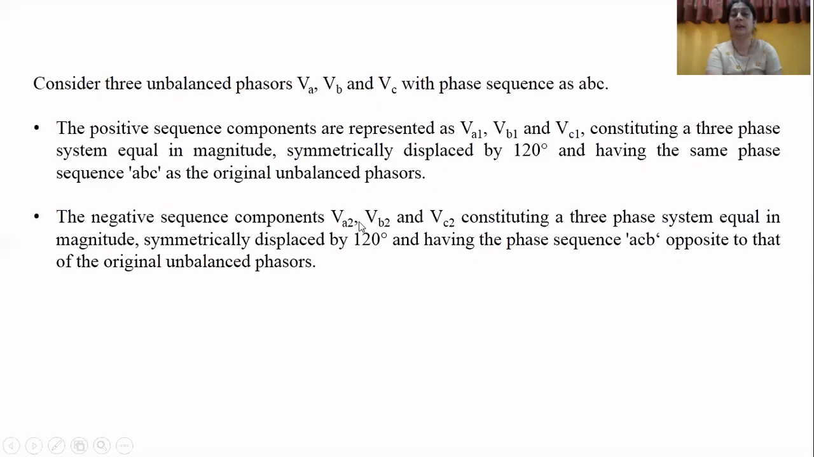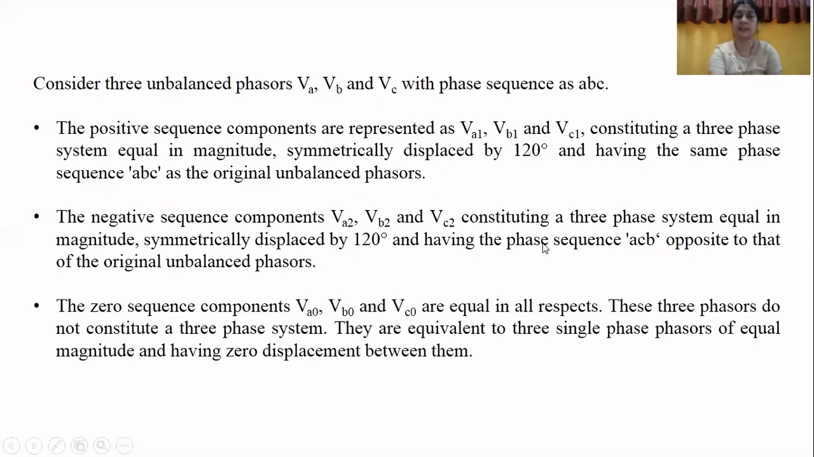That is, they have the phase sequence ABC. Second, 2 represents negative sequence components. So VA2, VB2, and VC2 represent the negative sequence components. They are all equal in magnitude. They are also symmetrically displaced by 120 degrees and they have a phase sequence reverse to the original phase sequence. That is, now the phase sequence is ACB. Third is represented by a 0, which represents zero sequence components. These are again phasors which are equal in magnitude and they do not have any displacement with respect to each other. They're all in-phase quantities.